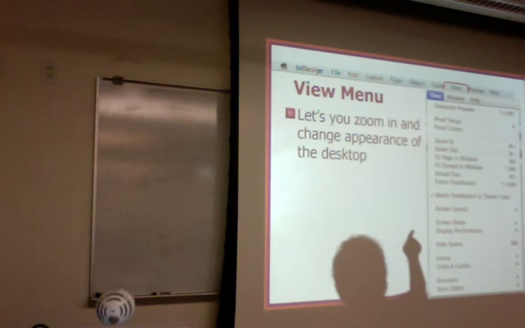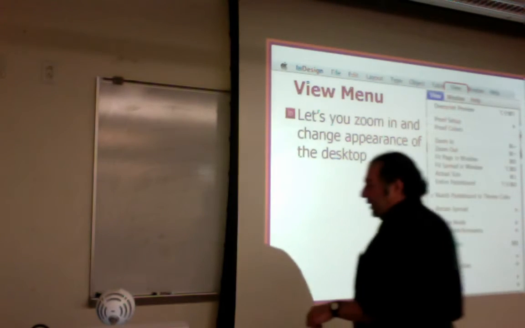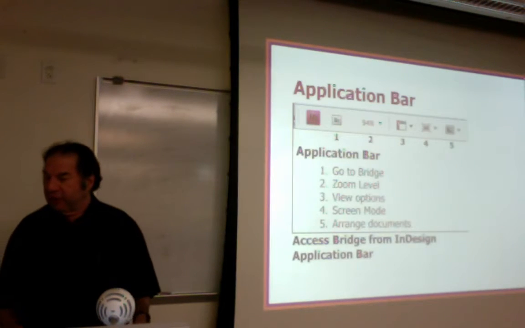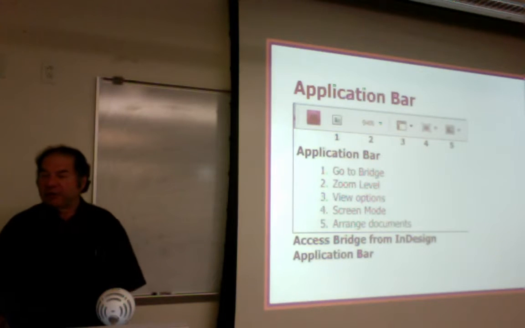Go ahead and click on entire pasteboard and see what you can see. You should see your page sitting there in the middle of nothingness. Okay, this is a recto. If there were a verso, it would be sitting right next to it. But you don't have a spread, you've only got the one. All right? So this is just a few of the things that you have available to you under that view menu. All right, the application bar.